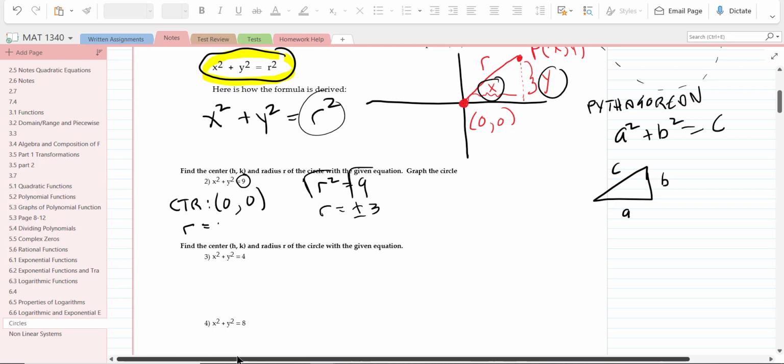But the radius is just going to be 3. Okay? And you can do that in your head. It's just the square root of 9 gives you that radius. Okay? Now I'm going to have you draw a graph. Okay? Real easy to graph a circle.